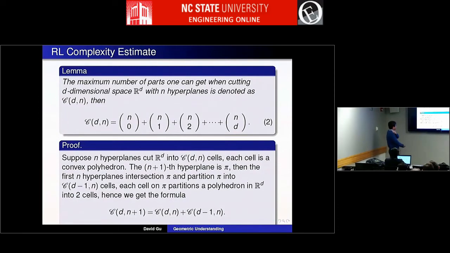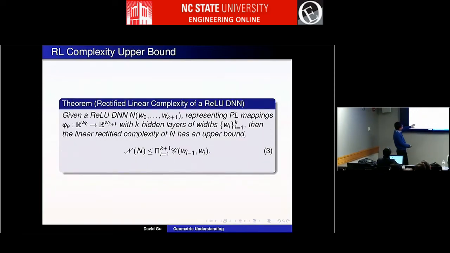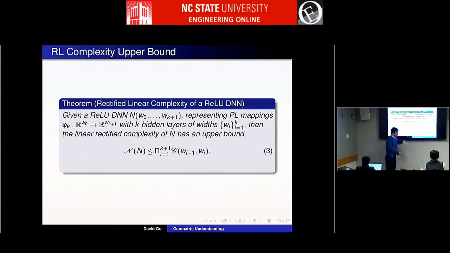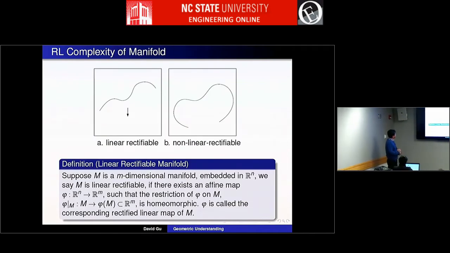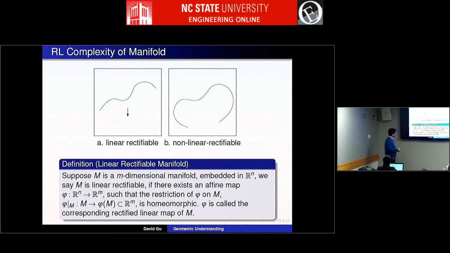We can find the upper bound, very easy to compute. So this gives you an index to indicate how powerful the deep learning model is. But on the other hand, we try to quantify how difficult it is to learn a manifold.